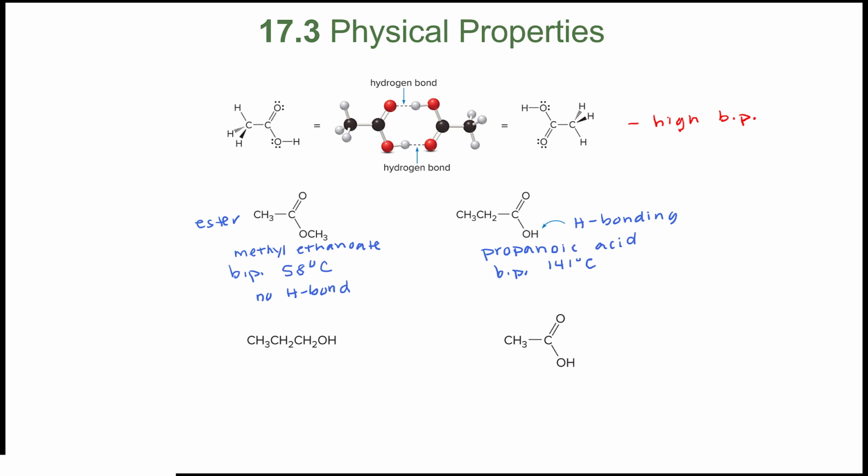If we look at propanol, our alcohols, which used to be our highest boiling point, that boiling point is 97. And a similar sized acetic acid has a boiling point of 118. So there's more hydrogen bonding here.